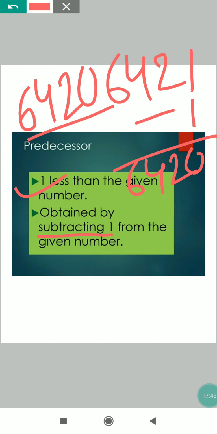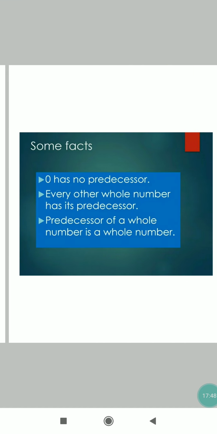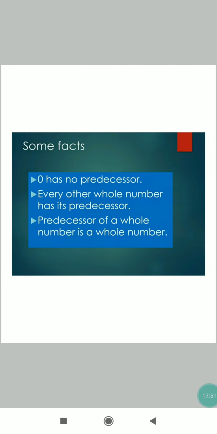Like this, student, we find the predecessor of any given number. Let's move further. Some facts are also there. The facts say 0 has no predecessor, because from 0 only we start or begin the numbers. So before 0, which number is there? No number is there. So 0 does not have any predecessor. If you subtract even 1 from 0, you will get the answer in negative form, which is wrong.